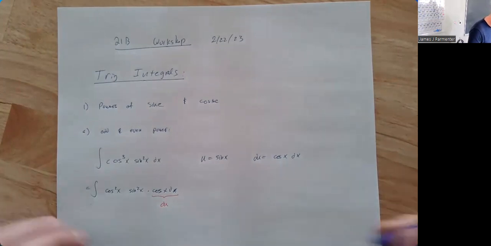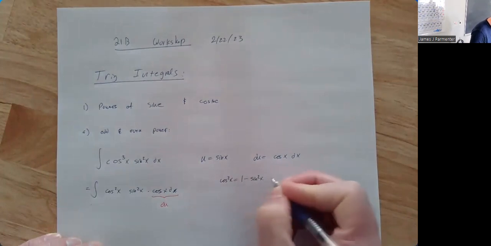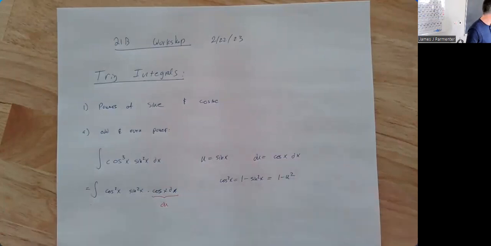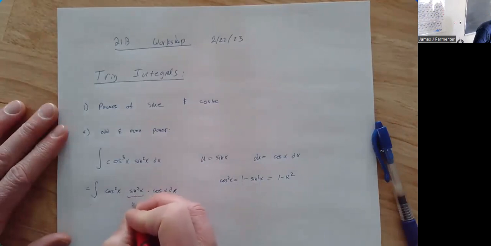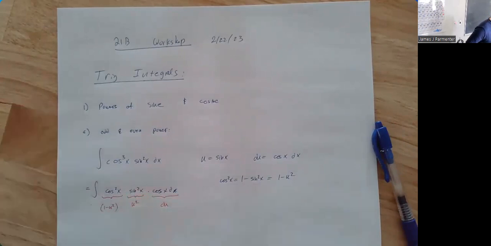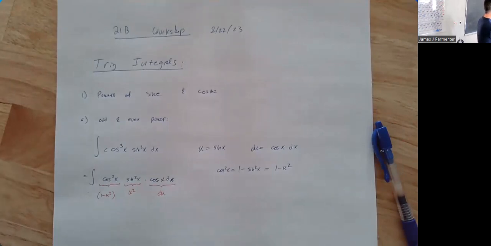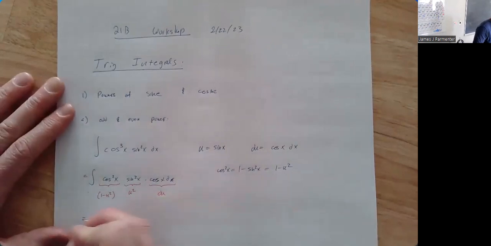What we're going to do is we say, oh, cosine squared of x is equal to 1 minus sine squared of x, which is 1 minus u squared, because u is equal to sine. So this sine squared is just going to be u squared, and this cosine squared is going to be 1 minus u squared. And that's the idea, really, when you have powers of sines and cosines or secants and tangents, is you're trying to make a choice for u so that the thing that wasn't u can be turned into the thing that is u via a trig identity. That's always the idea.